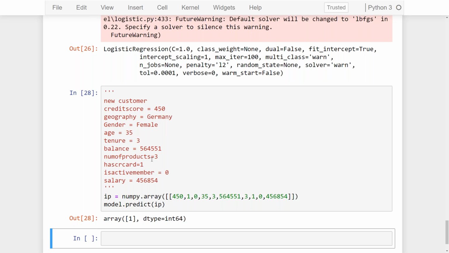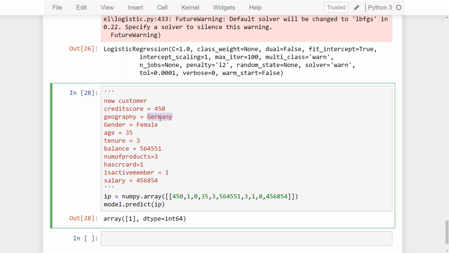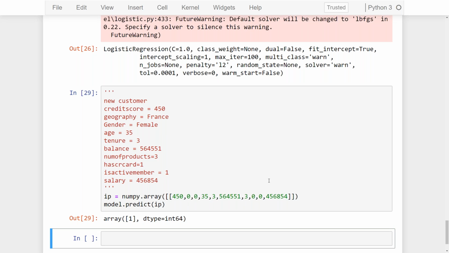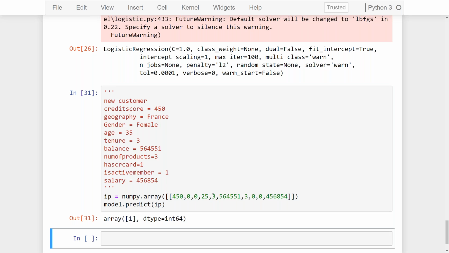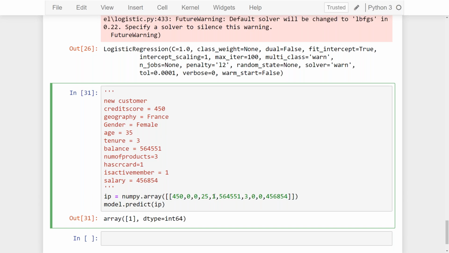If we tune some parameters to something else, so that we say is active member is 1, and maybe this is France, so this becomes 0, and let's say like this, and if you check that out, maybe the result might change a little. Not yet. Maybe I can say 25. And yeah, that could be one way, right?